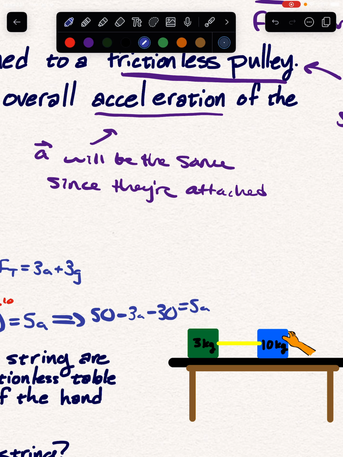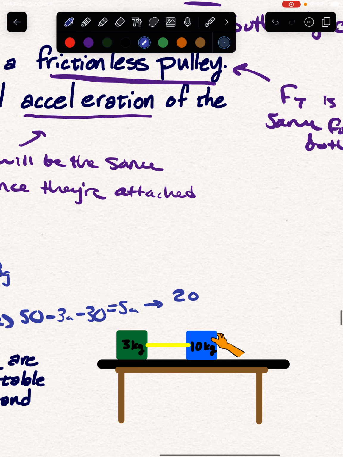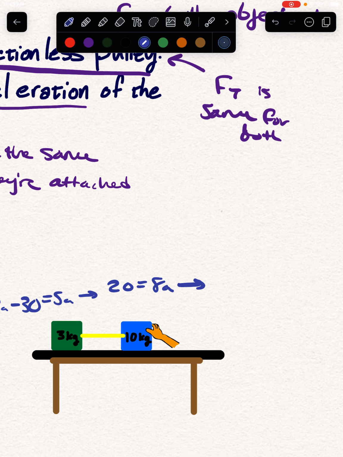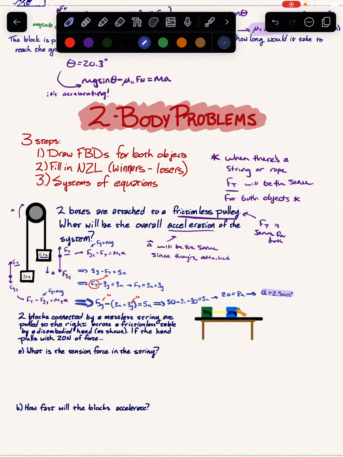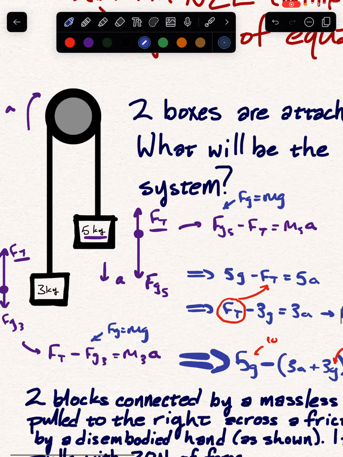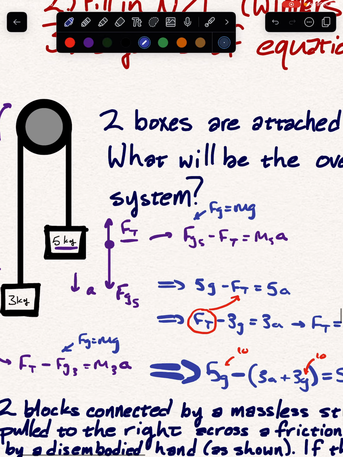So then I can add my 3a to the other side, combine my 50 and my 30, so we get 20 is equal to 8a. And when I divide both sides by 8, 20 divided by 8 is going to get me an acceleration of 2.5 meters per second squared. And that's going to be the acceleration of both of the blocks because they're attached together. So this is still just a forces question, except now we're setting up an equation for both of these and we're plugging it in.